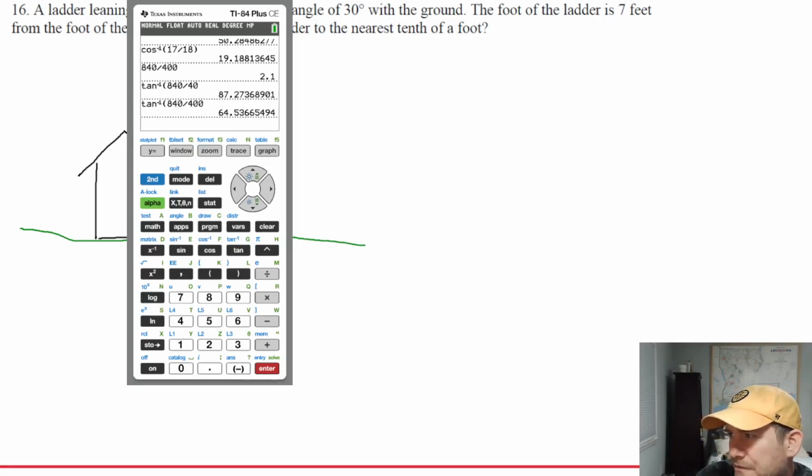Now it says the ladder forms a 30-degree angle with the ground. That would make that my 30-degree angle. It says the foot of the ladder is 7 feet from the foot of the house. So if this is the foot of the house, we're going 7 feet to the end of this ladder. Then what?